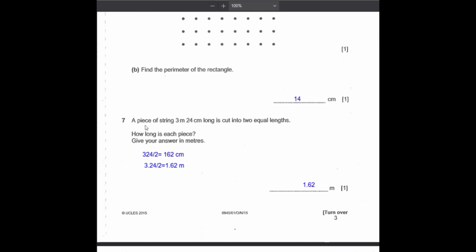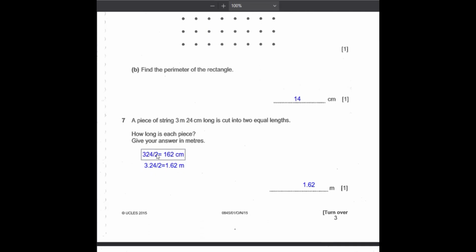Number 7, they said a piece of string is 3 meter, 24 centimeter long. It is cut into 2 equal lengths. How long is each piece? What you need to do is what? Like you add them together. I know this is meter and this is centimeter. All of it together, it will give you either 324 centimeter, or 3.24 meter.